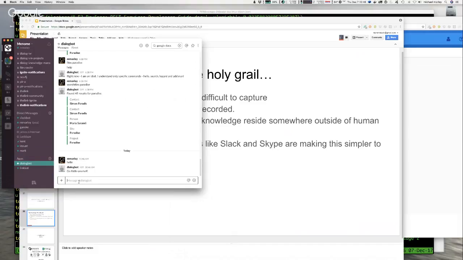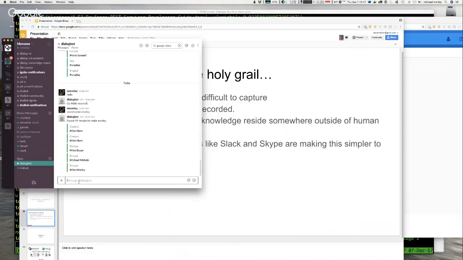But this does have a bidirectional search that allows you to search things from inside of the application. Let's see if it can find me. Maybe. There we go. Person, Mike Morley. You see, it's still pretty rudimentary right now. This is proof of concept.